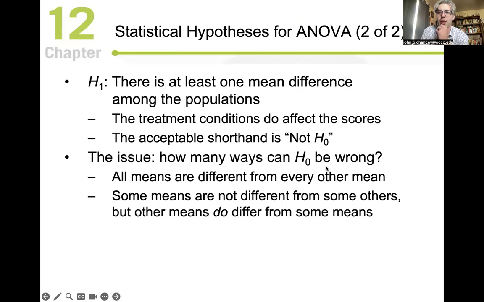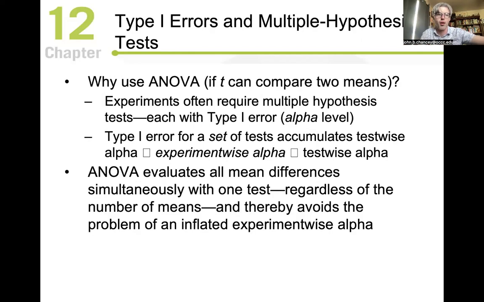How many ways can the null hypothesis be wrong? All means are different from every other mean. Some means are not different from some others, but other means do differ from some means. So I know that's a bit confusing, but this is what allows us to kind of say there's some difference going on here, and then afterwards, if there is a significant difference, we can tease it apart and really see where it's at.